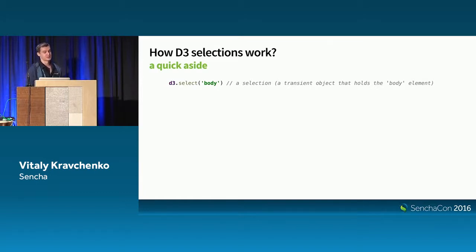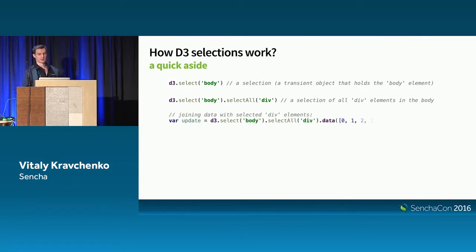So a D3 selection is simply a transient object that holds a reference to the selected element. So in this case, we're selecting the body element, which gives us a selection that holds the body element. And a selection has a bunch of useful methods on it for DOM manipulation. For example, it has a selectAll method. So what this statement does, it selects all div elements within the body element, and so the resulting selection holds a reference to those elements.